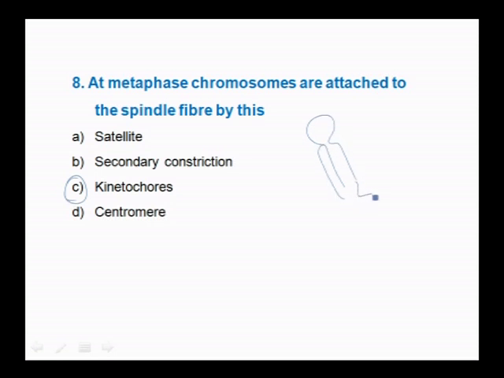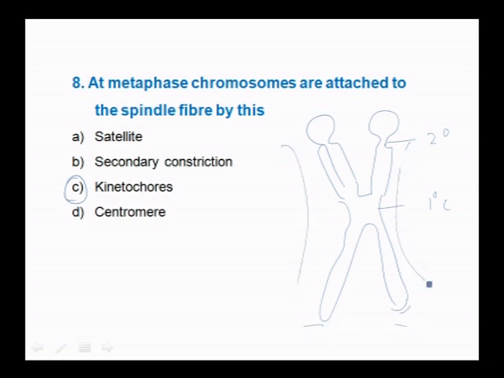The chromosomes can be understood as the X-shaped structures that are formed or visible very clearly during metaphase stage. Now this is a chromosome having primary constriction, secondary constriction. Primary constriction is very important, and this is having special sequence of DNA which will hold the two sister chromatids. These are the two sister chromatids. So the sister chromatids are held together at primary constriction.